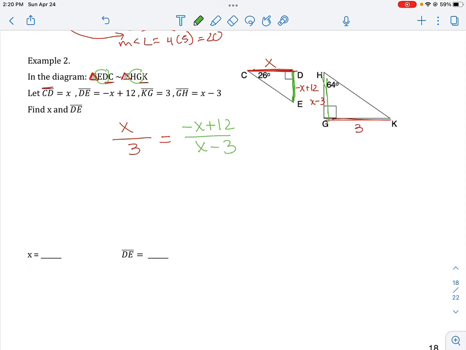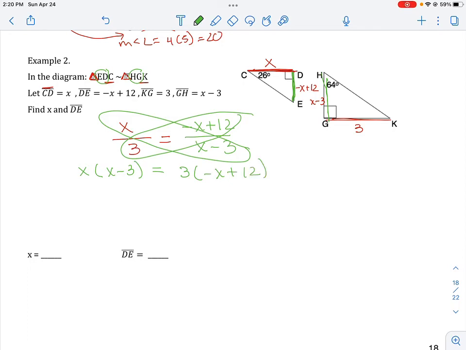We're going to cross multiply. So on one side, we have x times x minus 3. So remember, we have to put that in parentheses. On the other side, we have 3 times, again, we have to put all of this in parentheses. Now, we have to distribute to solve. So I'm going to multiply out. So I have x squared minus 3x. When I distribute or draw the arrows for multiplying, I have negative 3x plus 36.